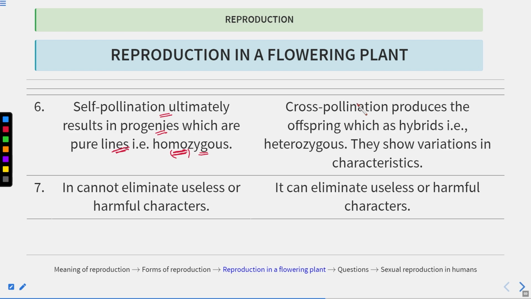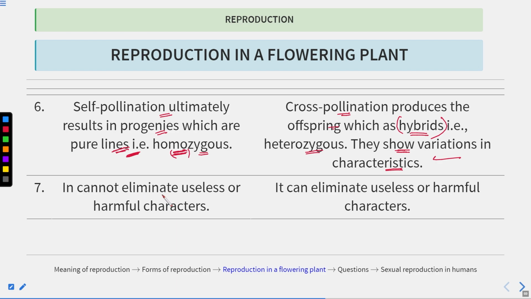Clear? Now cross-pollination produces offspring which are hybrids. That is heterozygous, and they show variation in the characteristics. So the progeny which will be produced will show variation, and we can call it a hybrid, whereas pure lines are formed because of self-pollination. There is no mixing of the genome or the genes here, whereas here there is mixing.